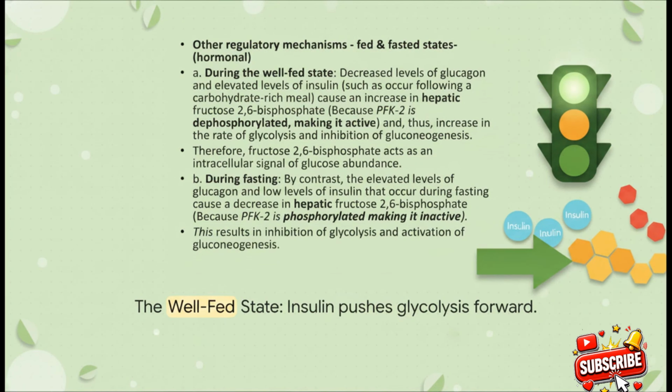Now, think about the well-fed state. High blood glucose and insulin basically act as a massive green light. This hormonal state triggers protein phosphatase activity, which totally turns on our regulated enzymes. It causes a drop in glucagon and a spike in insulin, which subsequently increases hepatic fructose 2,6-bisphosphate. And that right there is the ultimate intracellular signal pushing glycolysis forward full throttle.